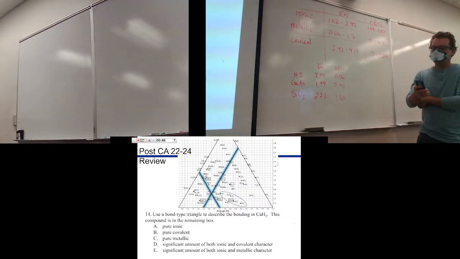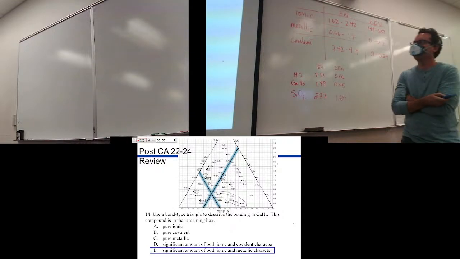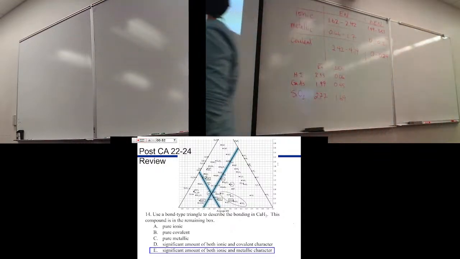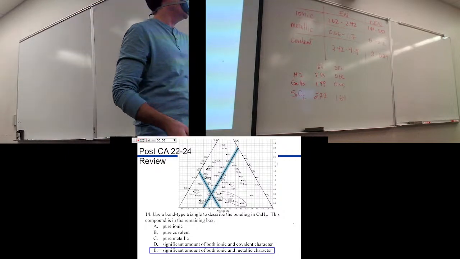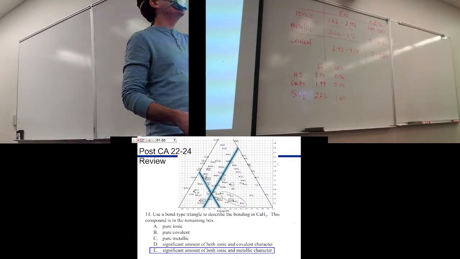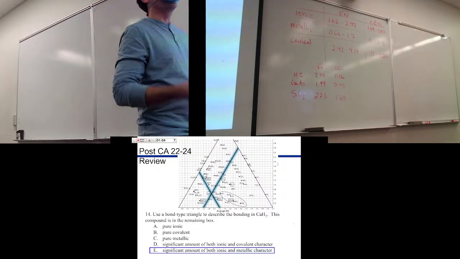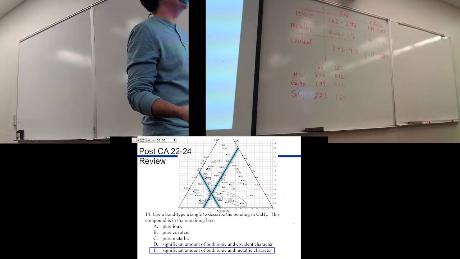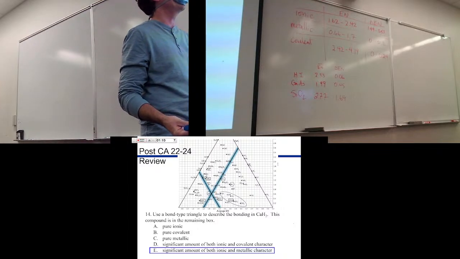Alright. So, everybody says E, and you'd be correct. Good. I had some people last class say, oh, it's on this side of the line, so I'm going to say ionic. But it would be incorrect to say pure ionic, okay? So, yes, you could say ionic mostly, or a little bit more ionic than anything else. But it's a significant amount of both ionic and metallic.